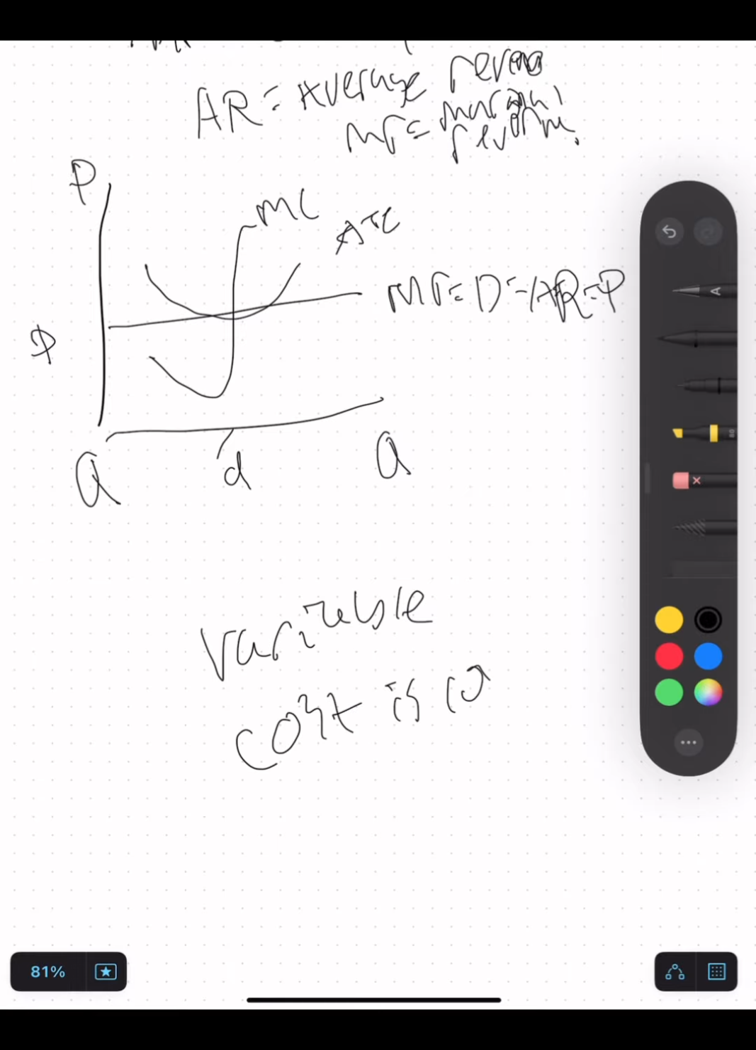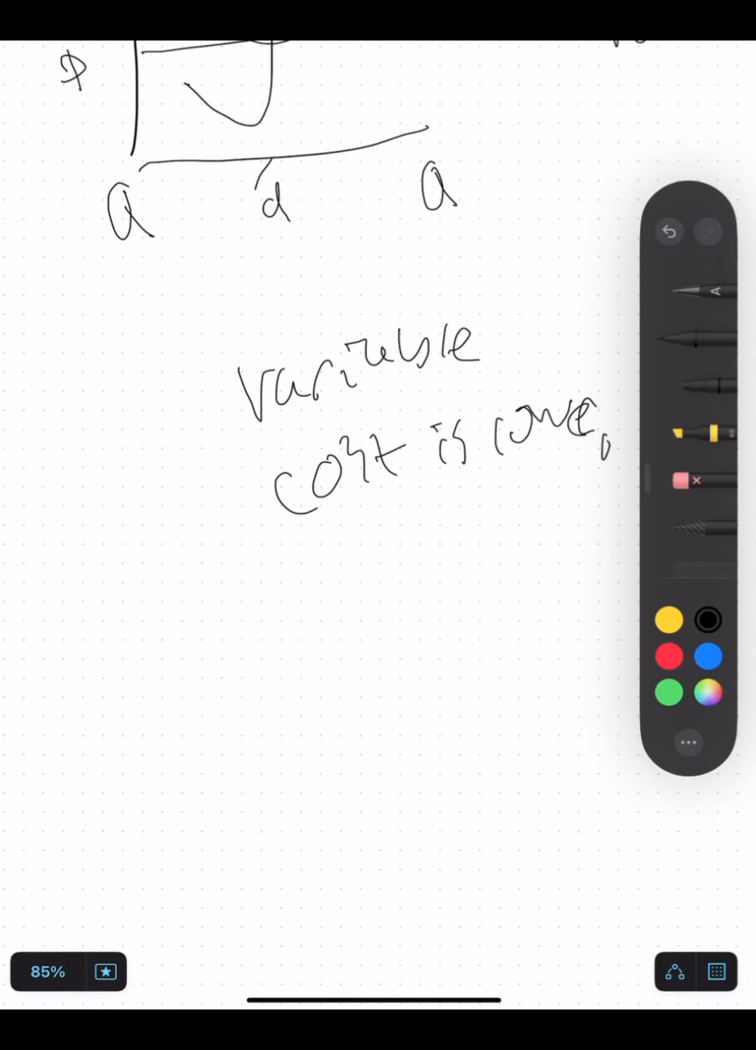To examine the profitability of a firm, we don't really look at the fixed cost, but we look at the variable cost. And we want the variable cost to be as low as possible in order to be profitable.